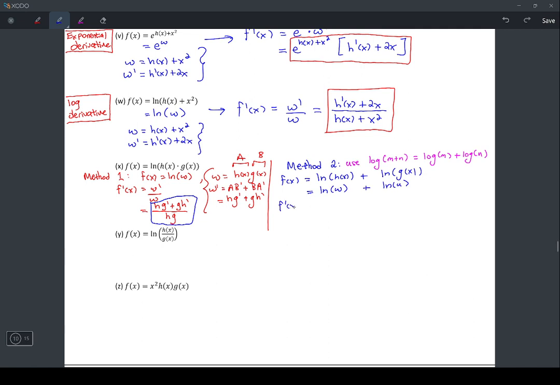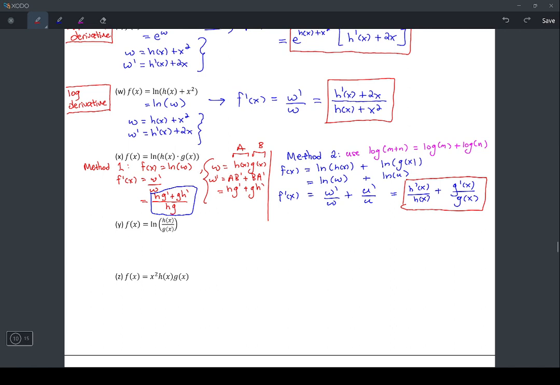Now we'll take the derivative. We'll have w prime over w plus u prime over u. So it's h prime of x over h of x plus g prime of x over g of x. And these two solutions are the same. You can see that by making common denominators on the one on the right. Multiply top and bottom of the left expression by g, multiply top and bottom of the right expression by h, and then we'll get the same thing. We'll just get the order of addition on top switched. That's okay. 2 plus 3 is the same as 3 plus 2.